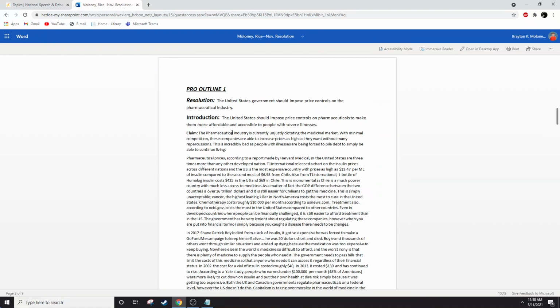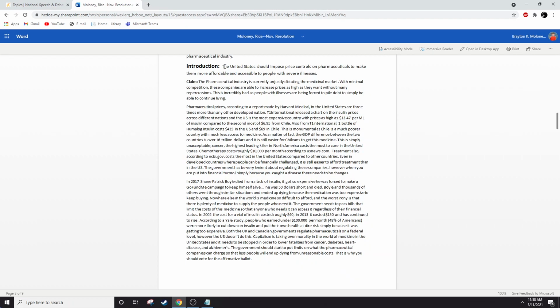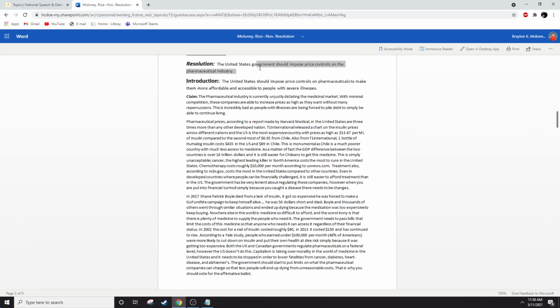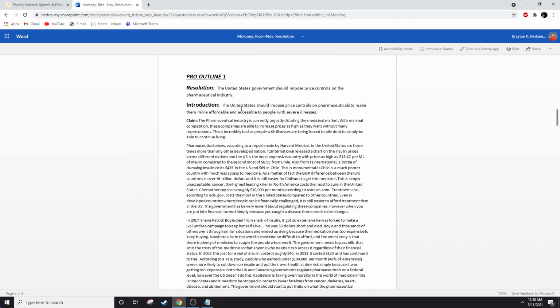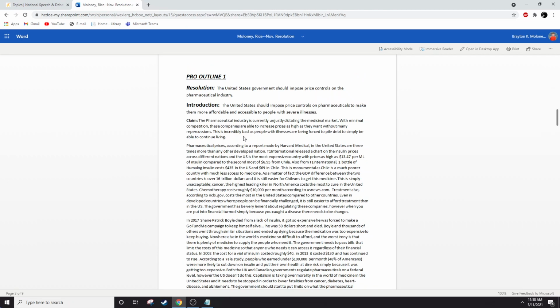So, looking at the pro outline, for the United States government should impose price controls in the pharmaceutical industry. All right. So we have an introduction. This is completely worthless. You don't want an introduction, okay? Instead, what I needed to do is I would need to define my terms. I would need to offer framework, things that I did not do and things that actually did severely cost.